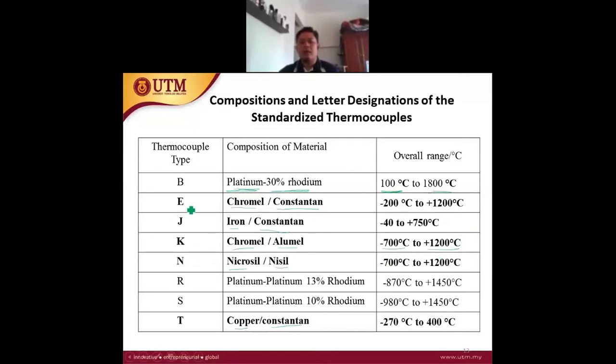I think the most popular are J, K, T. Those are the common types used in the industry. But basically, it depends on the requirement of your application. For example, if your application needs to measure a very low temperature, let's say negative 800 degrees Celsius, then you have to go for type T.